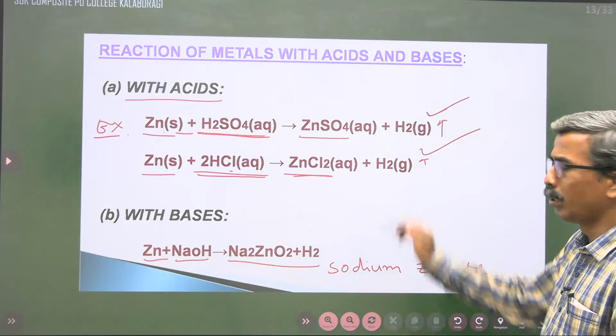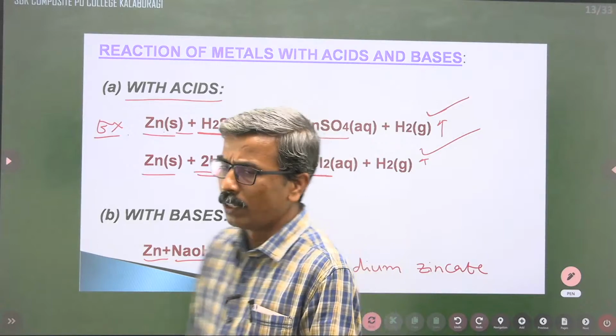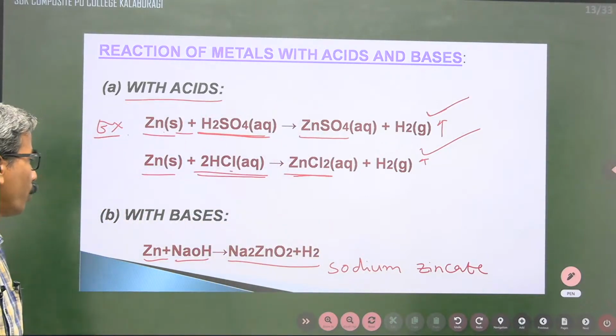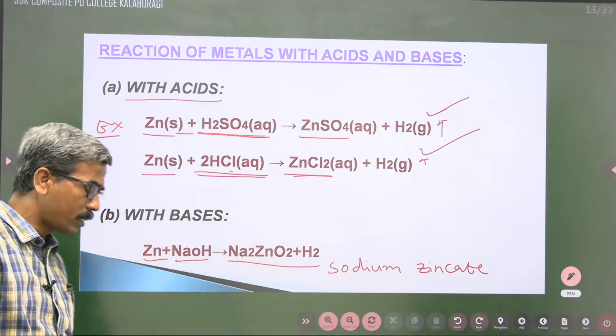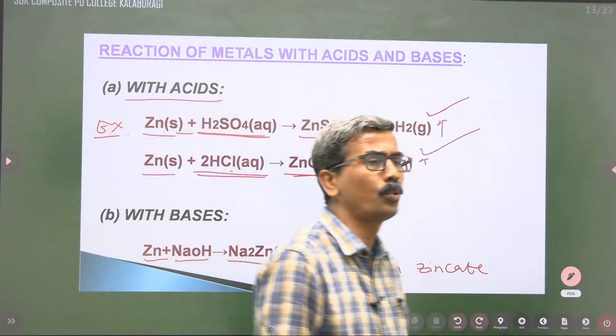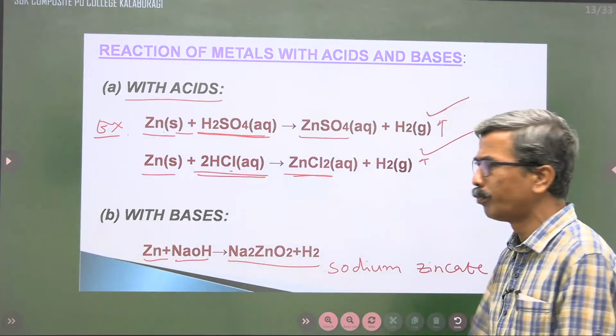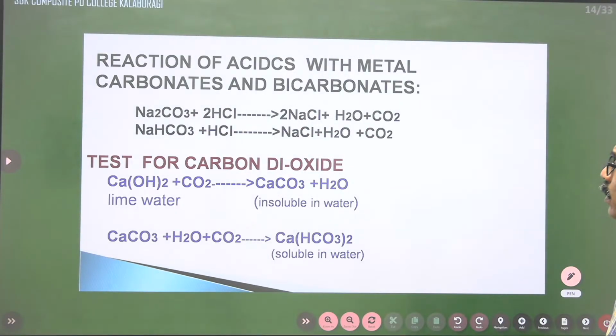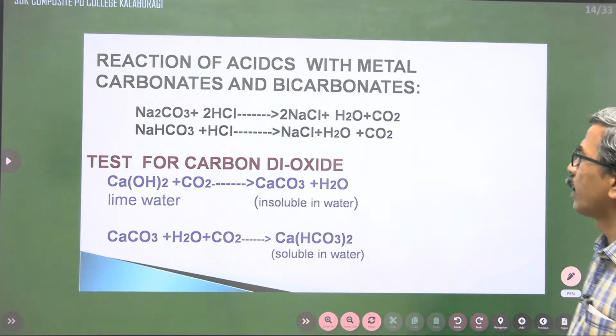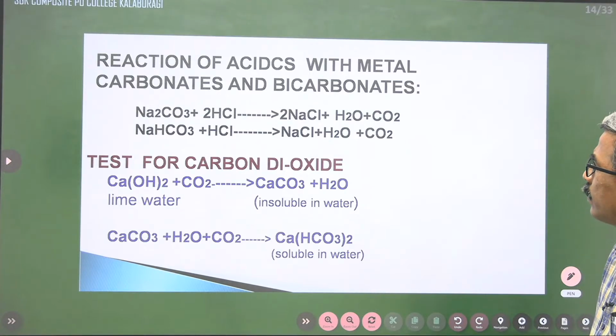So here there is no liberation of this hydrogen gas when bases are made to react with metals. Here I took the example of zinc. It is going to produce sodium zincate. There is no byproduct. In a similar way, now here is another reaction of acids.